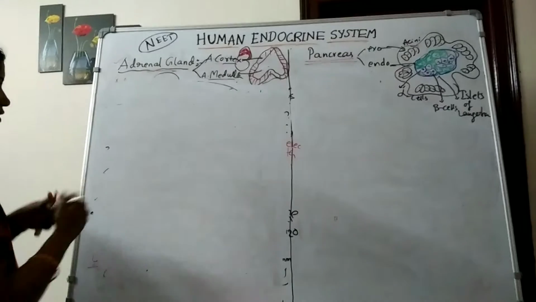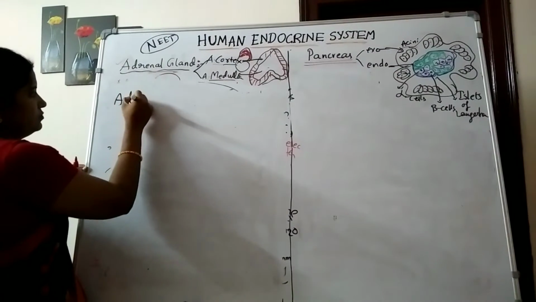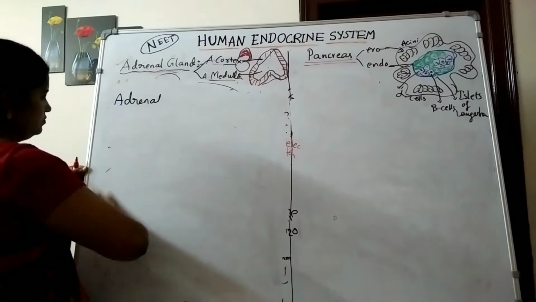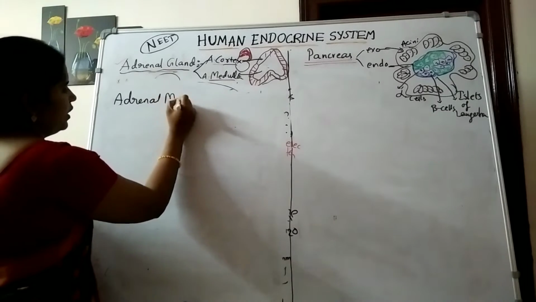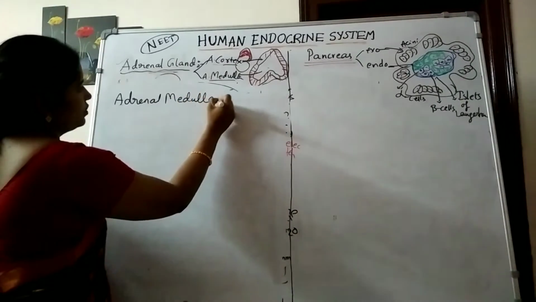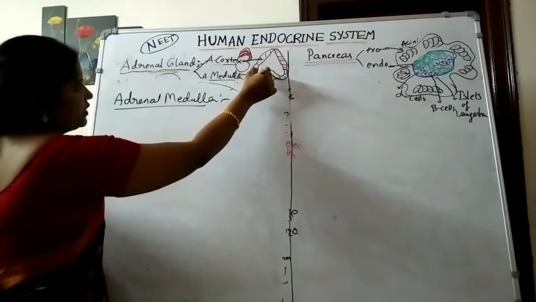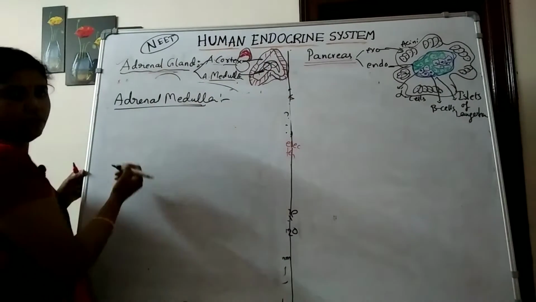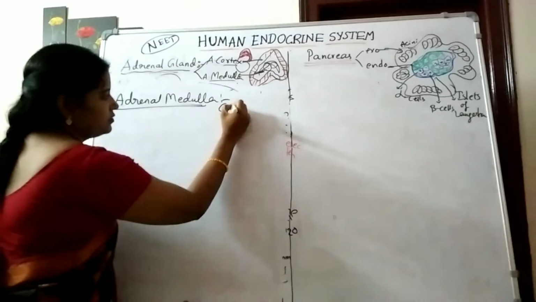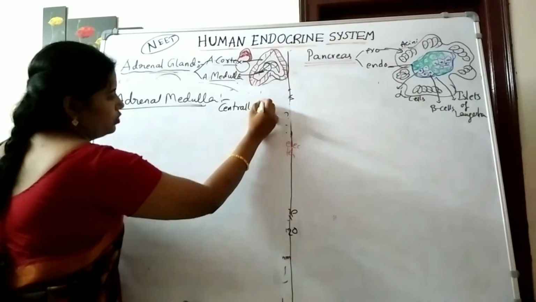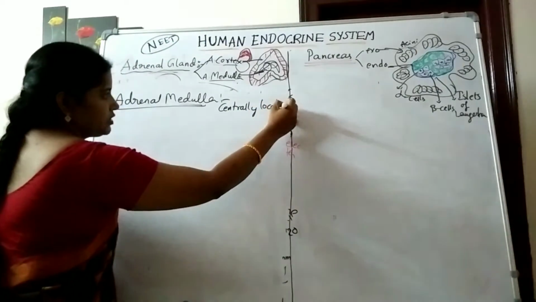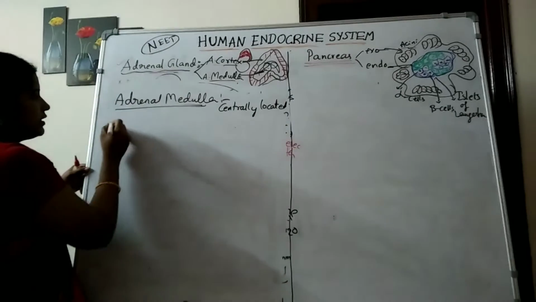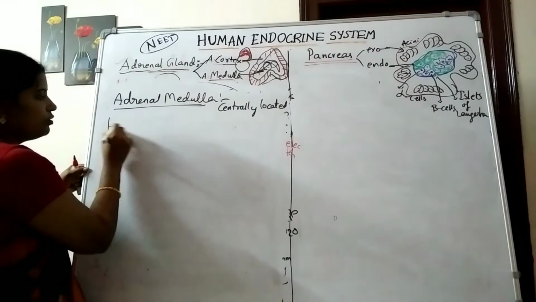Adrenal medulla. The adrenal medulla is centrally located. This centrally located portion is known as the adrenal medulla, and it releases two hormones.